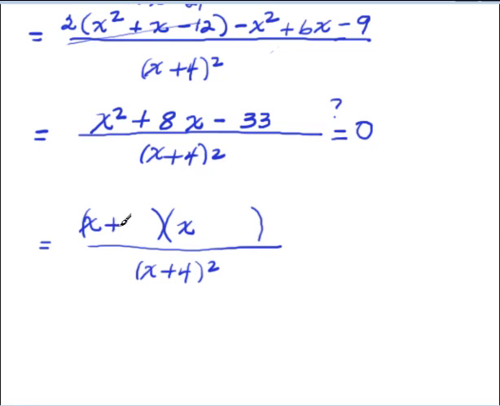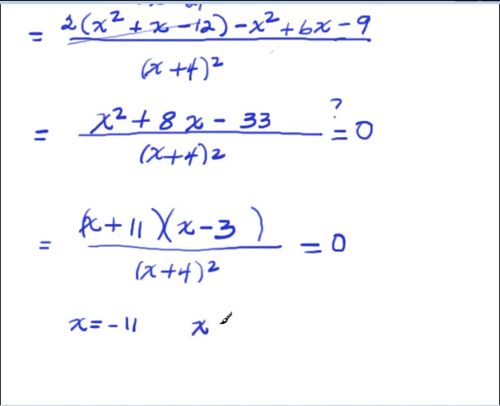All right, so we have 33 is 3 times 11. So if we have a plus 11 and a minus 3, our middle term does come out to 8x. We have 11x minus 3x, which comes out to a positive 8x. Now we see this is in lowest terms. There's nothing we can cancel here. So this is 0 when the numerator is 0. So that's when x plus 11 is 0. That's when x is equal to minus 11.